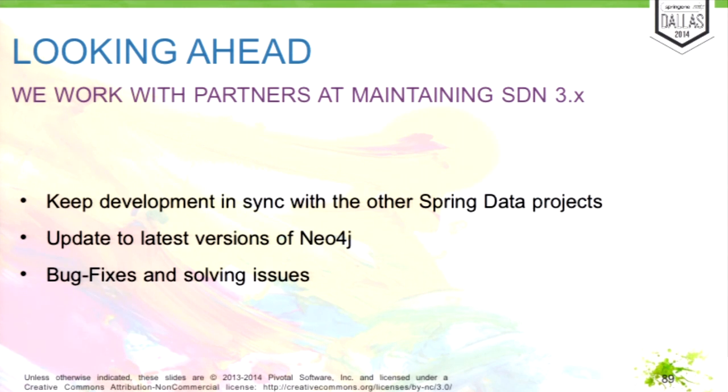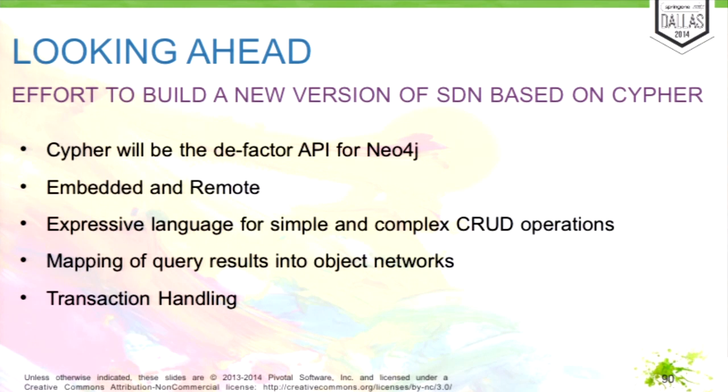So first of all, we want to keep Spring Data Neo4j 3.x working on maintaining it. So we will update Neo4j versions, fix bugs, resolve issues, and so on. But what we also want to do is we want to build a new version of Spring Data Neo4j. And this new version has a bit different architecture than the existing one, because the existing one, as I mentioned in the beginning, was built around the embedded Neo4j APIs, so the in-memory Java APIs. And the new one will be built on top of Cypher.